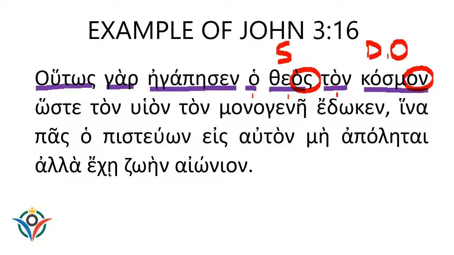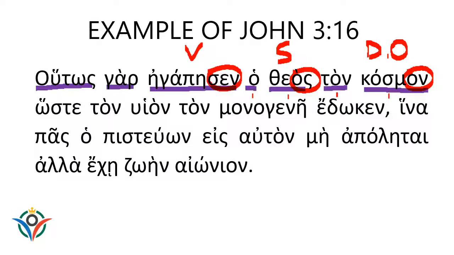And then what is most striking is that the verb comes before the subject, and that's also based on its ending. So why would John have placed the verb before the subject?